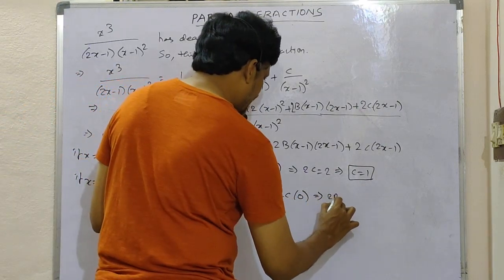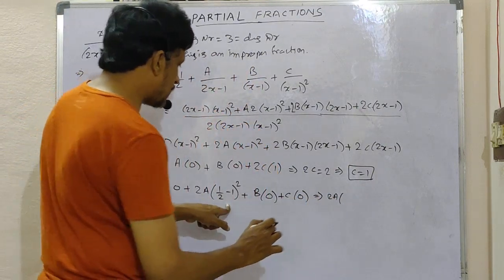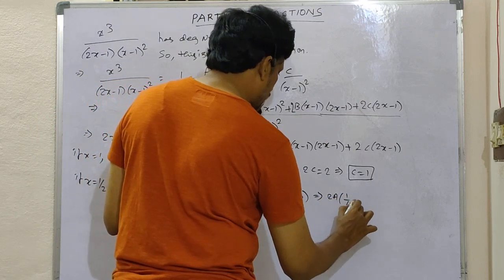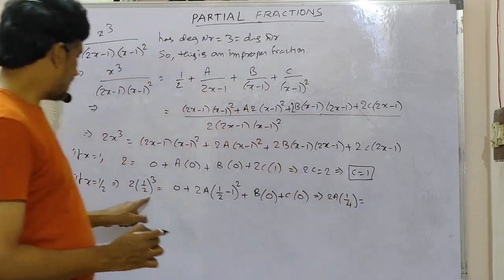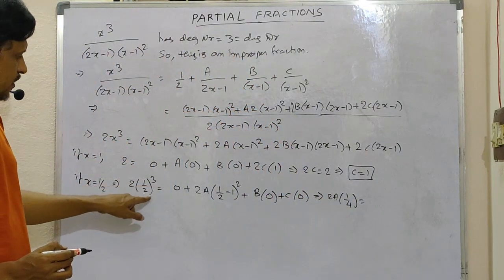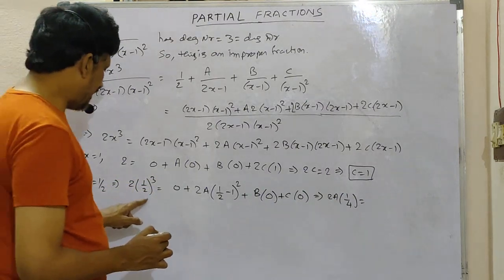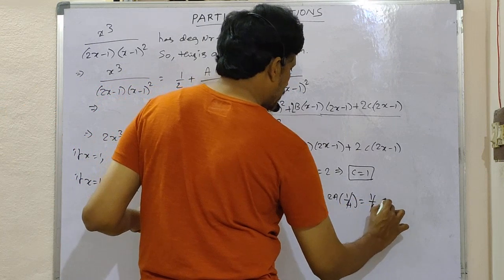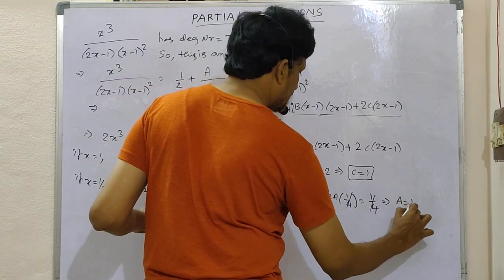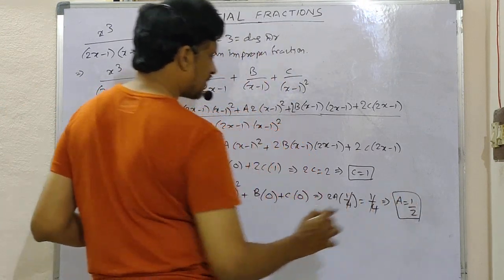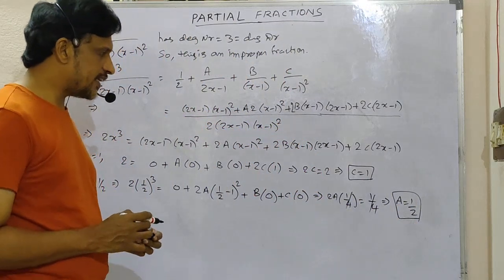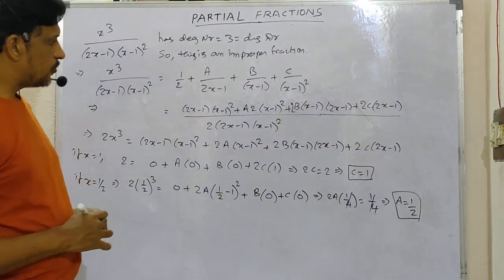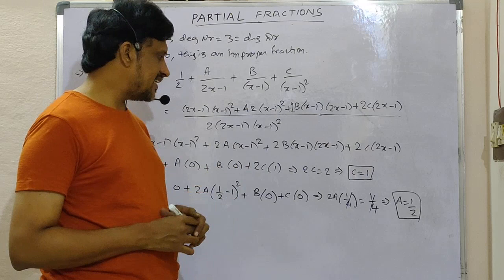So you are getting 2a into the coefficient, minus 1 by 2 whole square, that is 1 by 4, is equal to, this one will be 2 into 1 by 2 whole cube, which is 1 by 8. 2 into 1 by 8 will be 1 by 4. So these two get cancelled. 2a is equal to 1 gives a is equal to 1 by 2. So we got the values of a and c here.